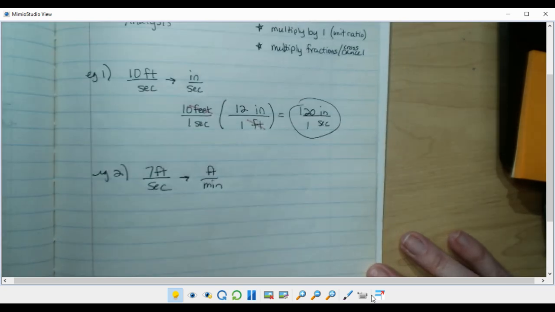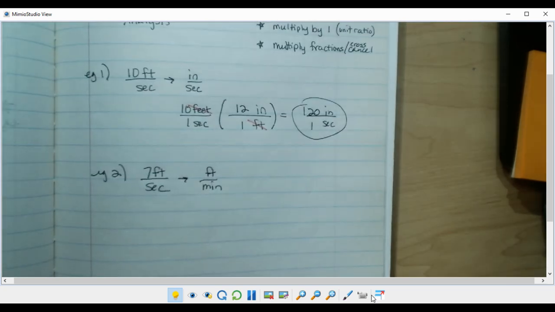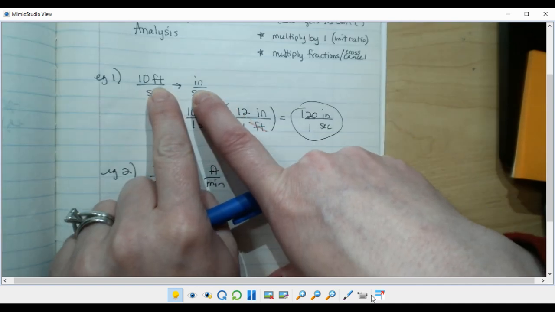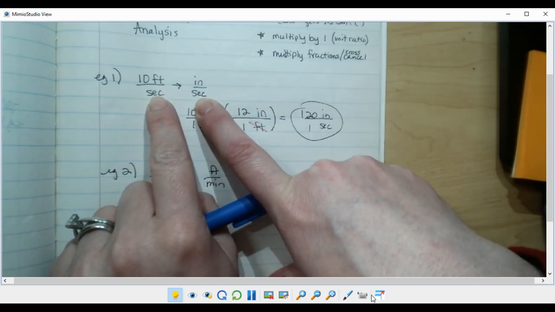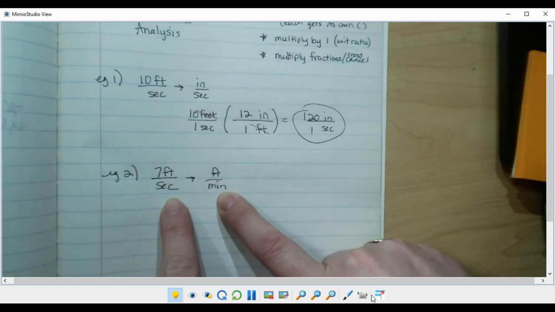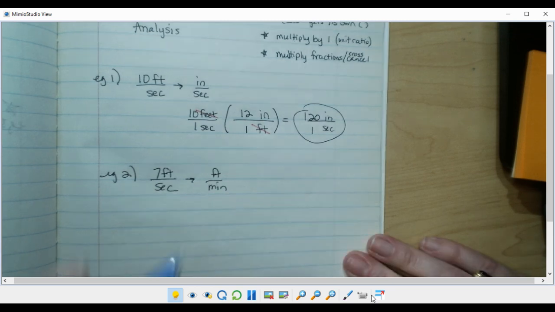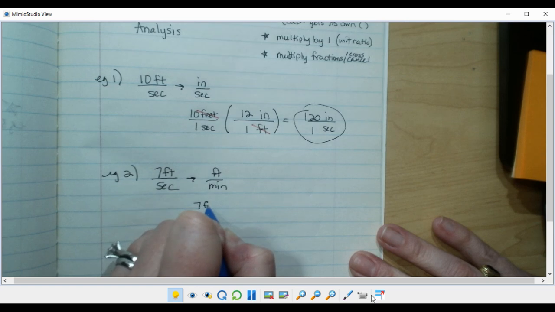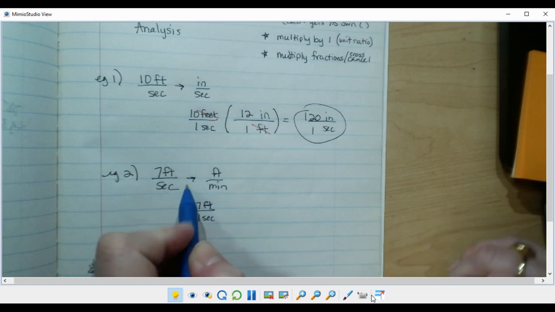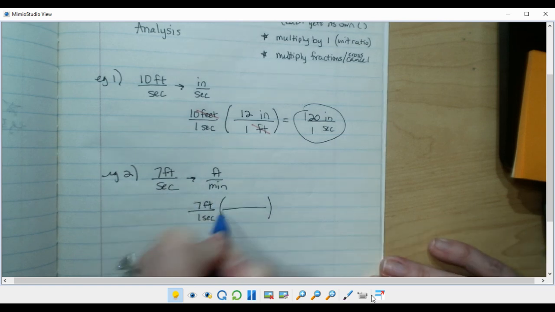The thing that's changing is in a different position. Up here, we were changing the distance measurement, but keeping the time the same. Now we're keeping the distance measurement the same, but we're changing the time. So it's the same philosophy, but things might end up in a slightly different place. All right, let's go. 7 feet in 1 second. This will stay the same. This will change. That's one change, which means one set of parentheses.